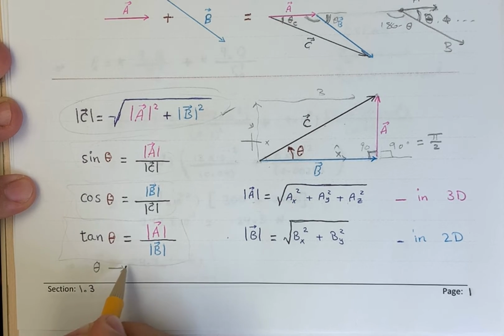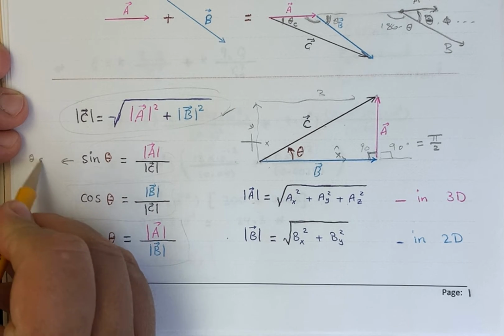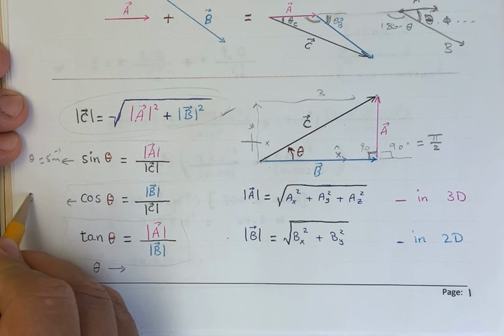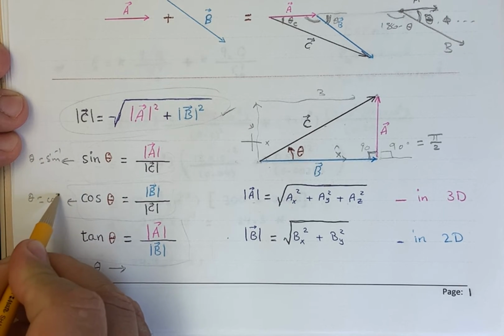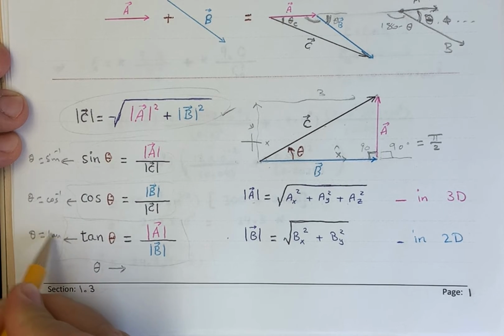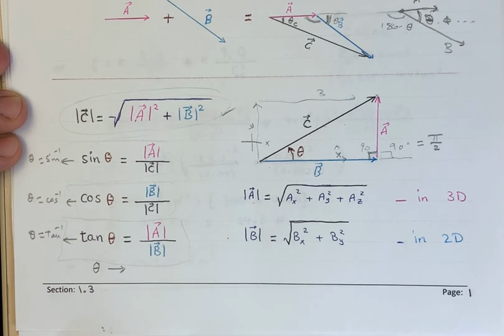We need to find theta. If you solve here, theta will be sine inverse. If you solve here, theta will be cosine inverse. If you solve here, theta will be tan inverse of this quantity.